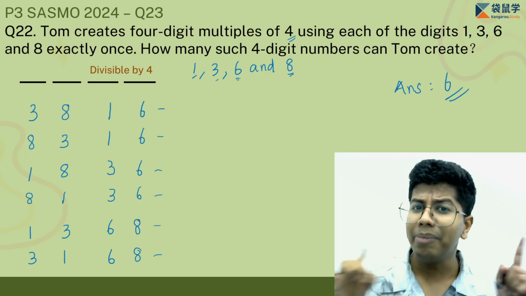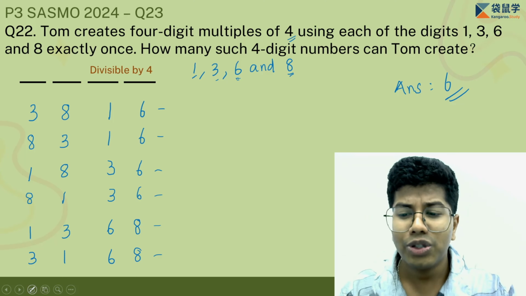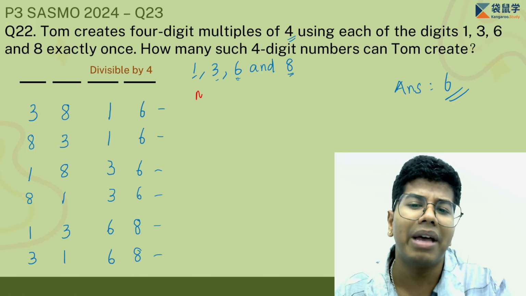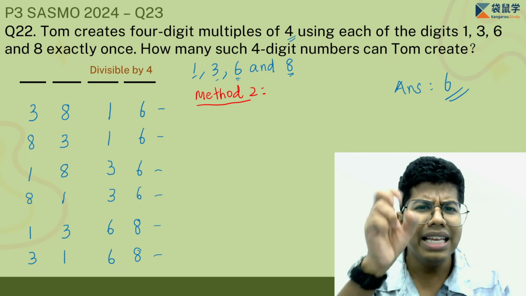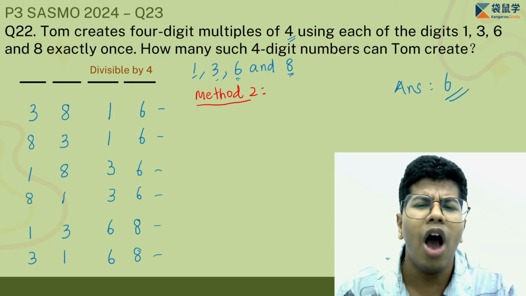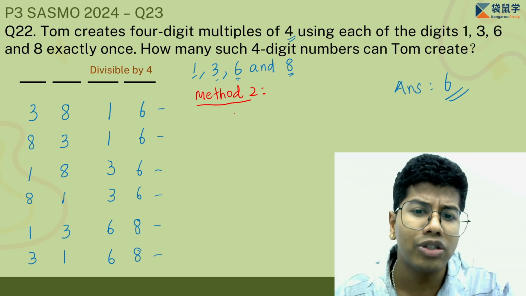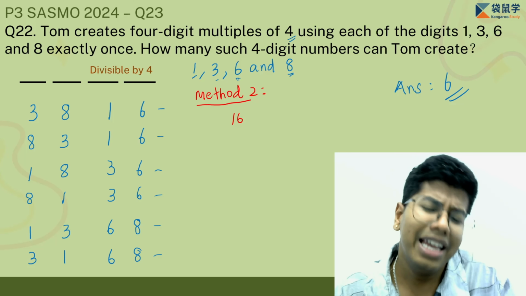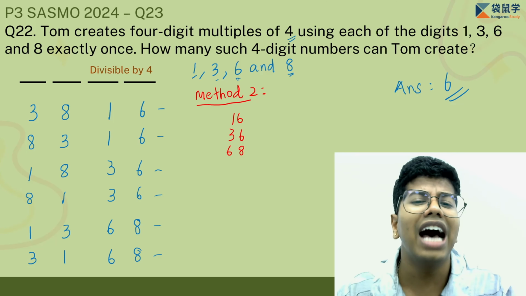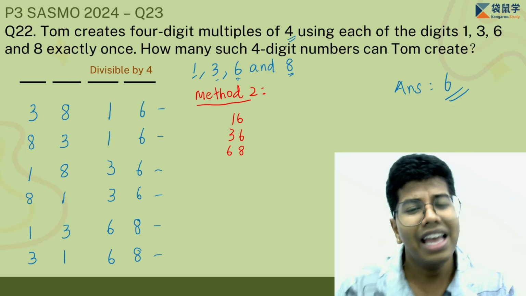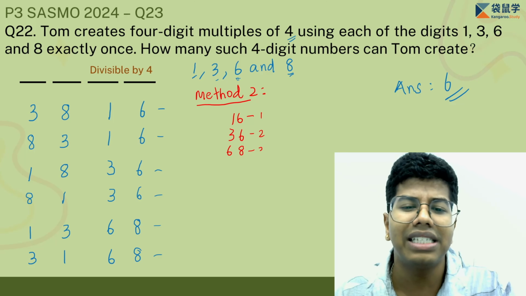Now even if we use the counting principle, our divisibility test remains the same, that is for 4. So let's see how we can solve using the counting principle as method 2. Regarding the last 2 digits, how many different ways are there in which we can put them? The last 2 digits could be 16. Is there any other possibility? Yes, it can be 36 or else it can be 68. So regarding the last 2 digits, how many combinations do I have? I have only 3 combinations, that is 16, 36 and 68.